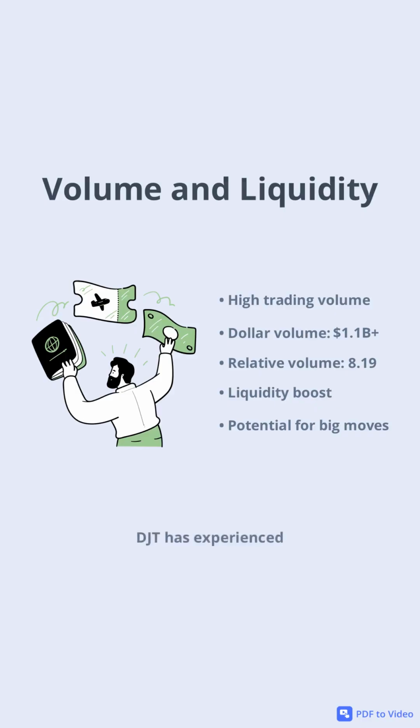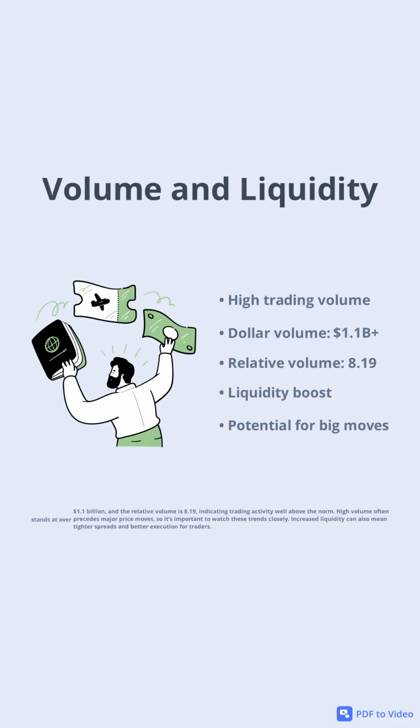Volume is a crucial indicator of market interest and liquidity. DJT has experienced significant volume spikes, especially in the last few trading days, with daily volumes reaching as high as 100 million shares. The average dollar volume stands at over $1.1 billion, and the relative volume is 8.19, indicating trading activity well above the norm. High volume often precedes major price moves, so it's important to watch these trends closely. Increased liquidity can also mean tighter spreads and better execution for traders.